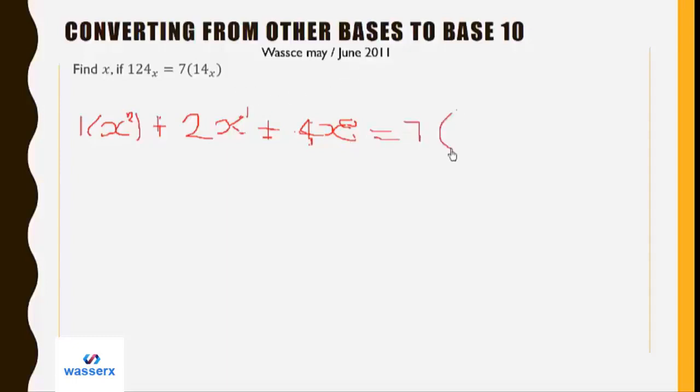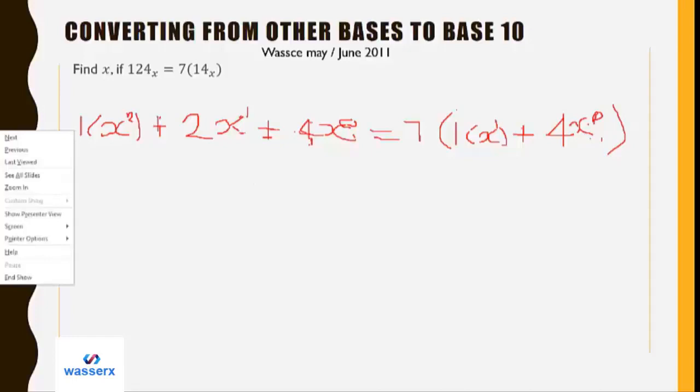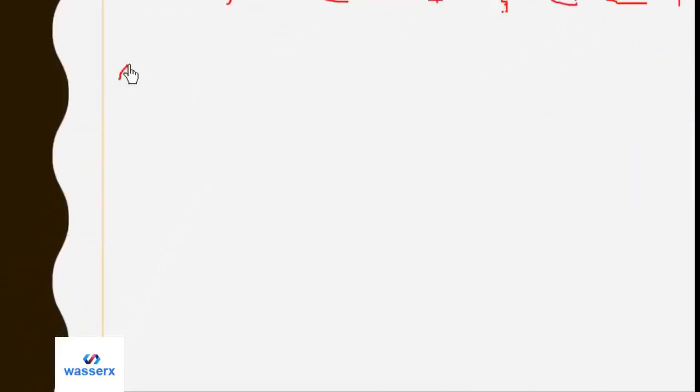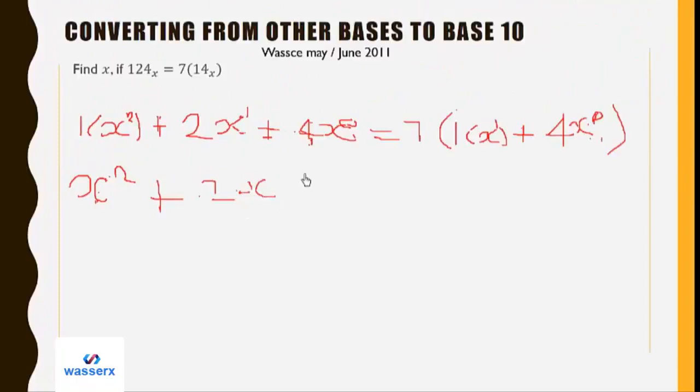Then this will give us 7 into 1 times x to the power 1 plus 4 times x to the power 0, which will also give us the unit digits over there. Now what we do is to simplify. So 1 times x squared will give us x squared, then plus 2x plus 4, then this will give us 7 into x plus 4.